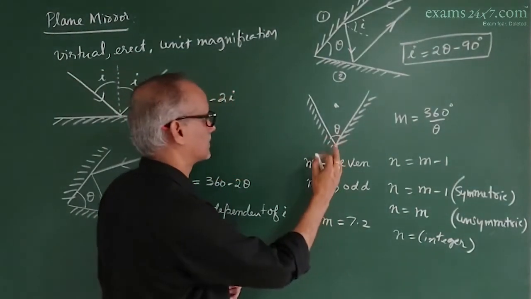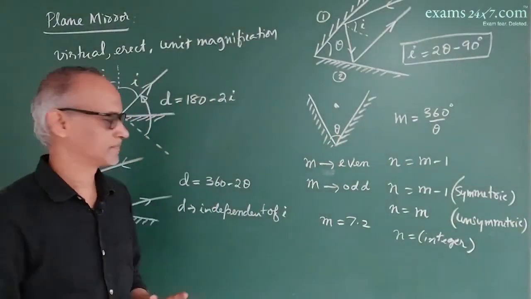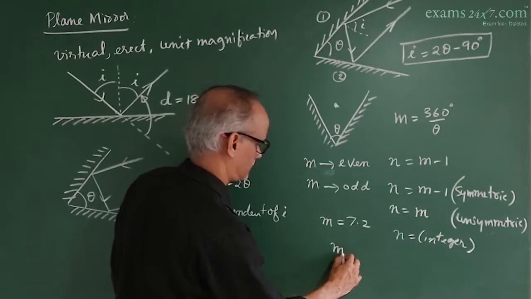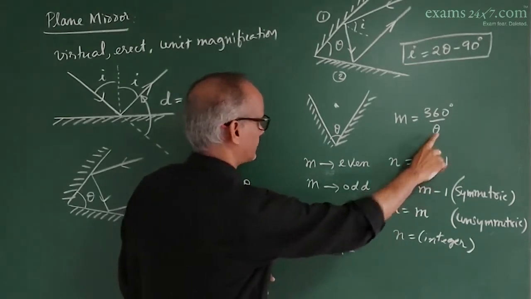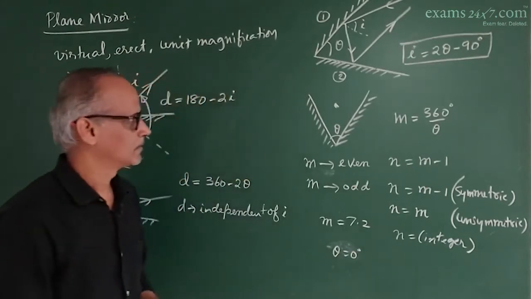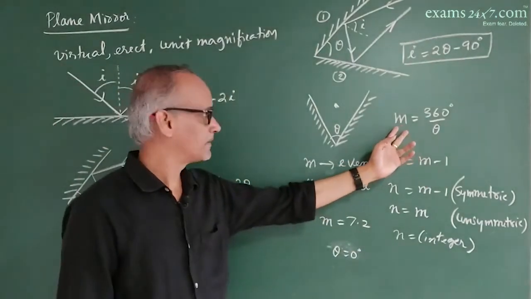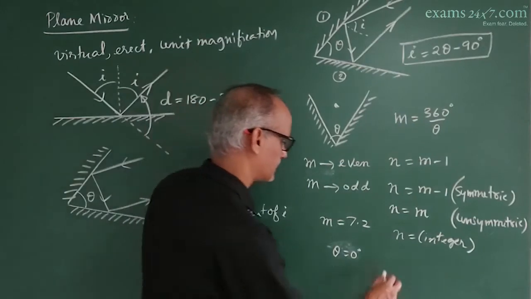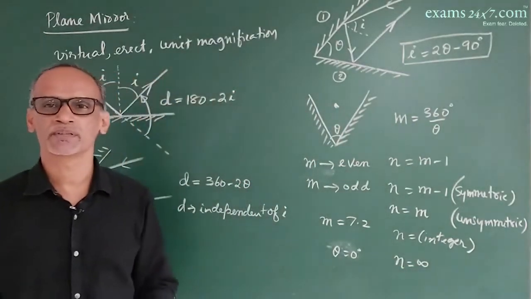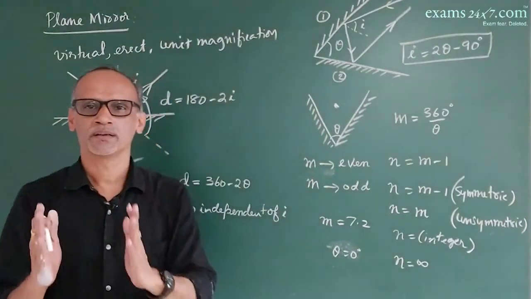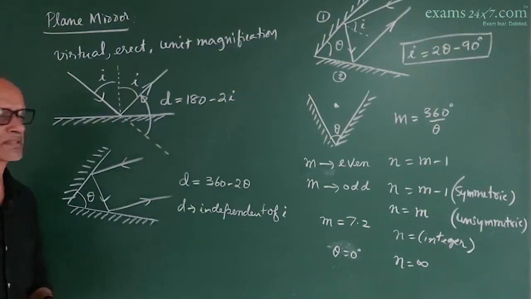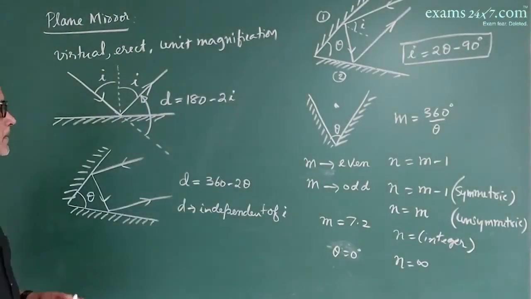And if the mirrors are parallel, then theta becomes 0, the value of M becomes infinity, so the number of images also becomes infinity if the mirrors are parallel to each other. So these are the important points related to the plane mirror.